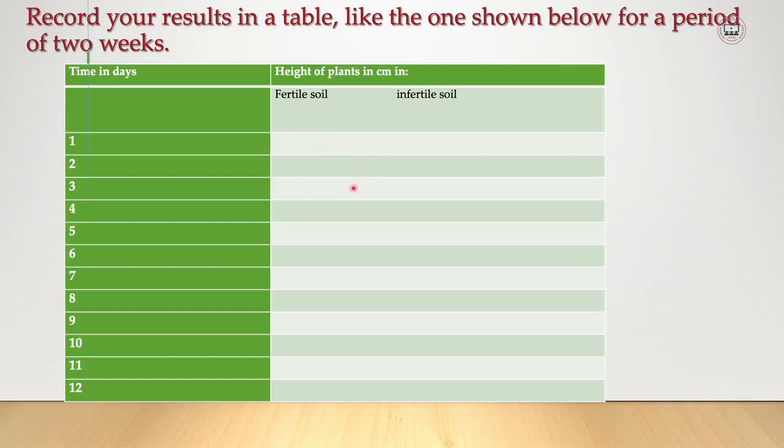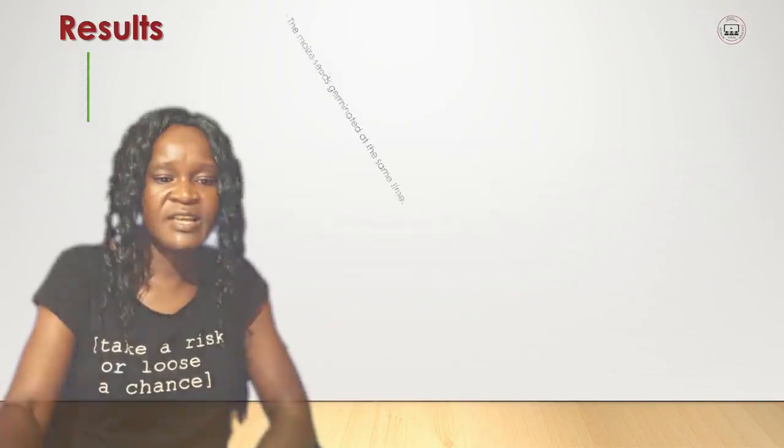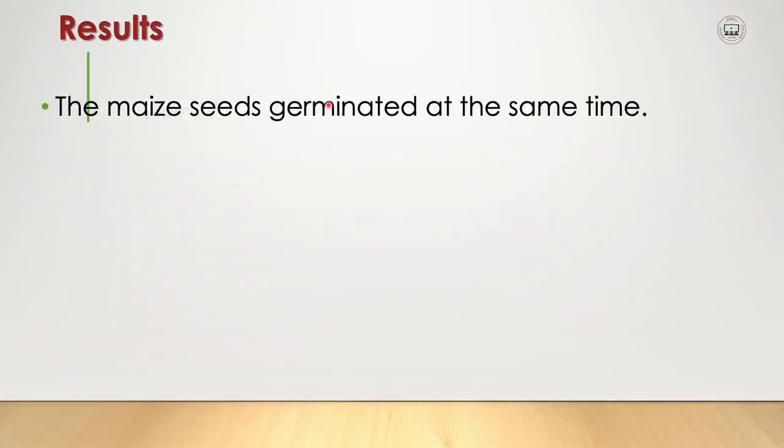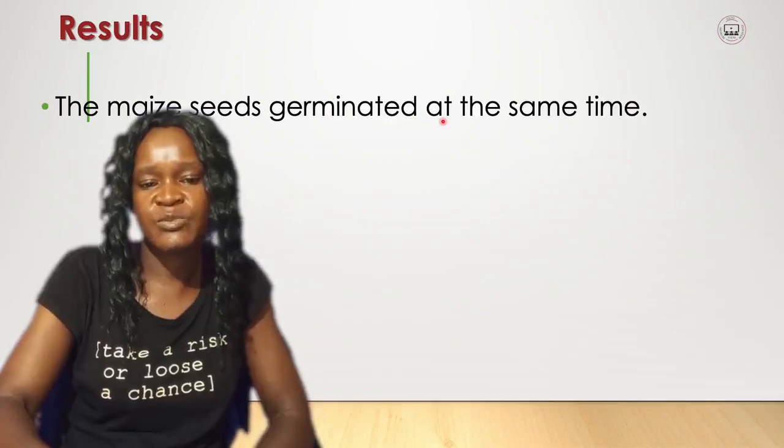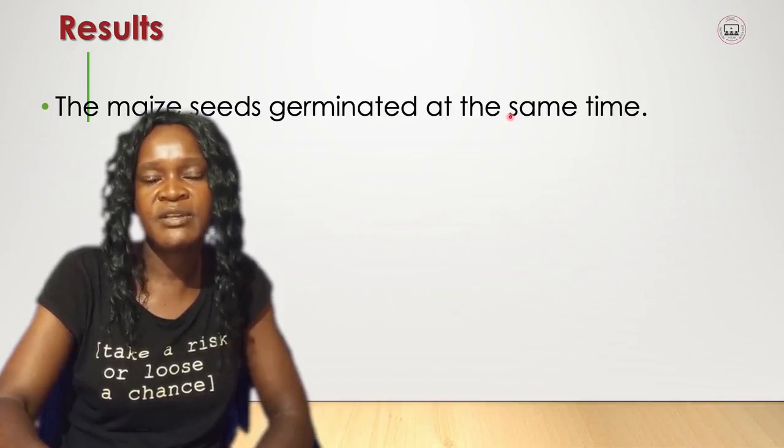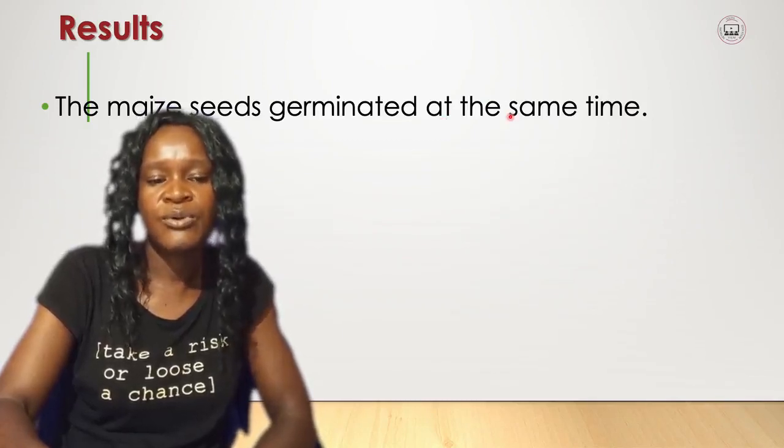The table is displayed. You record the height of plants in centimeters in the pot where you put fertile soil, and also the height of plants in the pot where you placed infertile soil. So the expected results could be as follows. In terms of germination, the maize seeds germinated at the same time, both in the fertile as well as in the infertile soil.